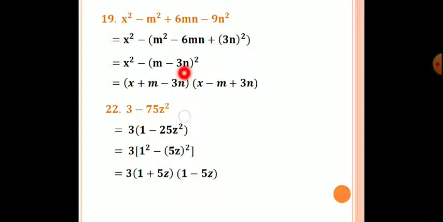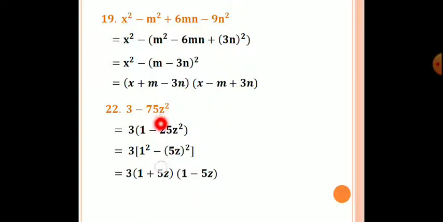Now this is in the form of a square minus b square. So let us put in the formula, that is a plus b, so x plus m minus 3n, and a minus b, that is x minus m plus 3n. So there are no like terms over here, so we'll leave it as it is.